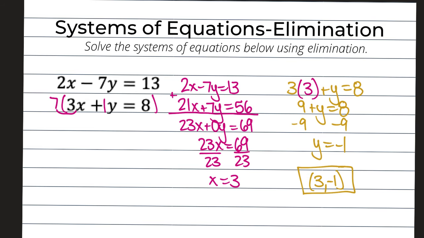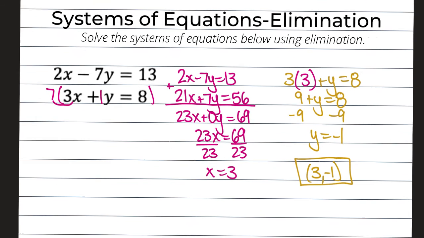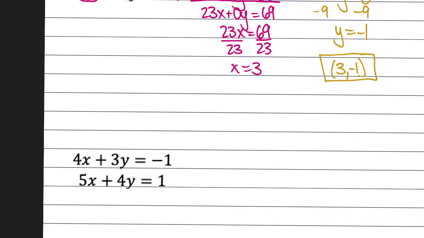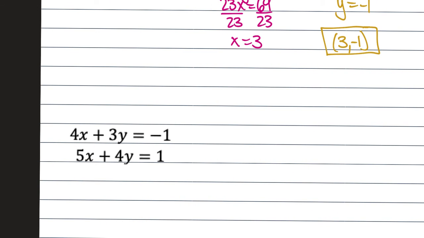Now let's look at a slightly more complicated one. This one, there is not an easy way to multiply 4 to get to 5 or 5 to get to 4. There's also not an easy way to multiply 3 to get to 4 or 4 to get to 3. So we're going to have to multiply both of these equations. Now, when you do that, you can cancel out the x's or the y's. It's really up to you.